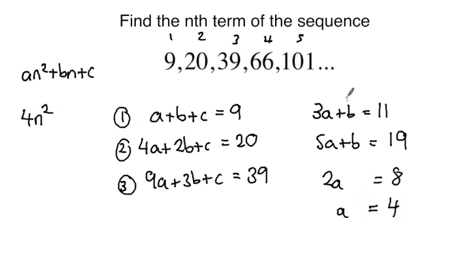Substituting that back into the top one here gives us 3 lots of 4. It will be 12, plus b is 11, so b must be minus 1. And then substituting back into our other one, we've got 4, add minus 1, which is 3, plus c, which is 9, so that must be 6.